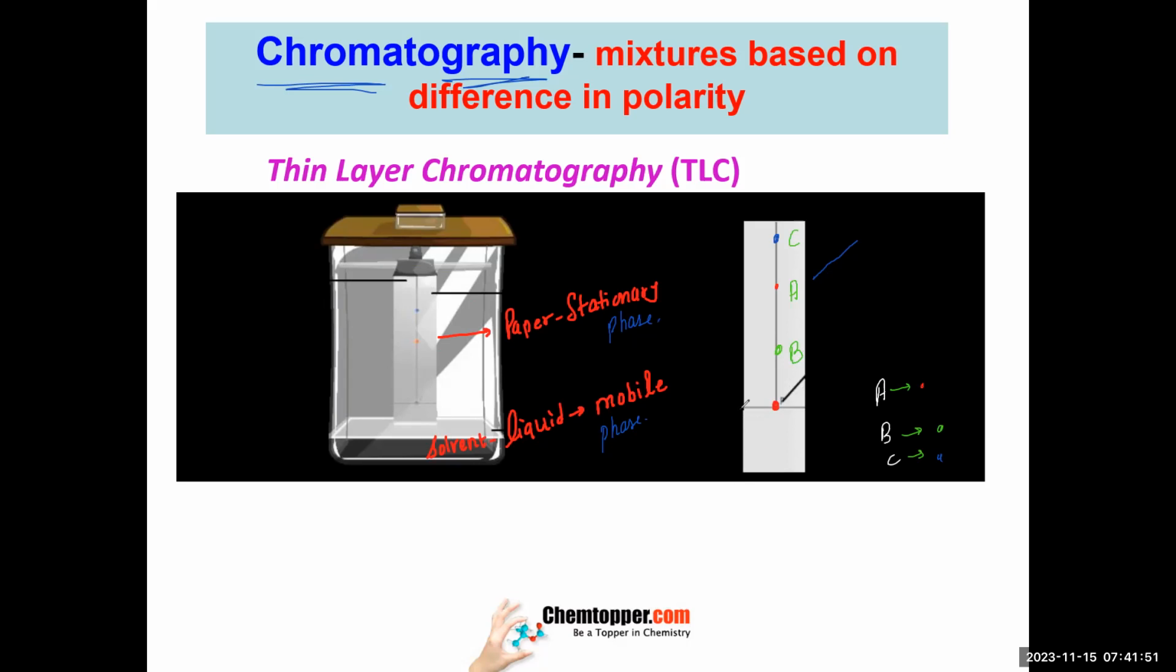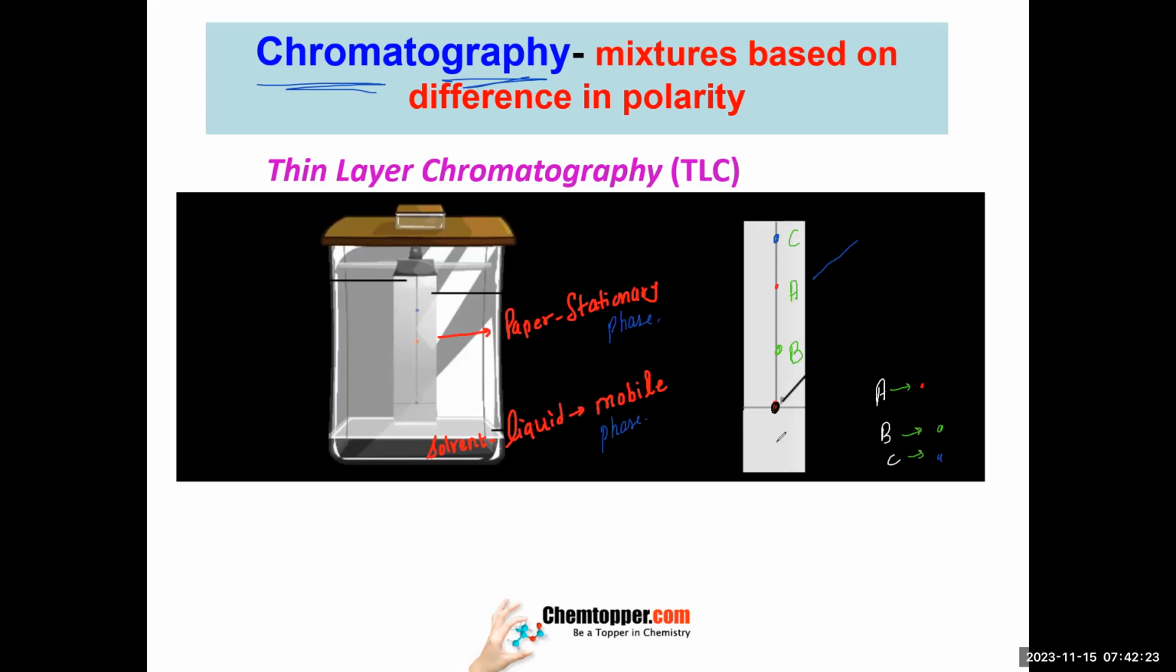Oh, this is the mixture. This is the mixture. So B is moving slowly, right? And A is moving slightly faster. So B is the one which is most attracted to the paper, and C is the one which is least attracted to the paper and is more attracted to the solvent.